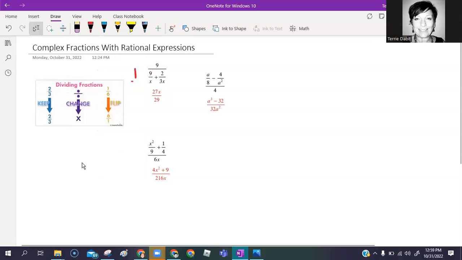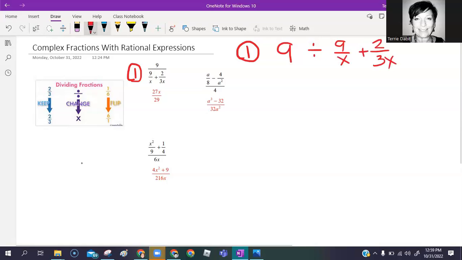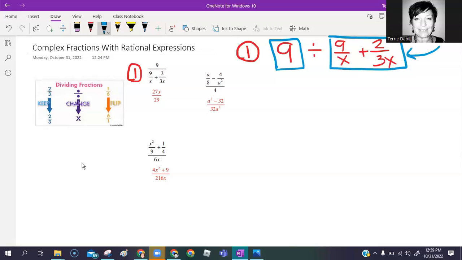We'll call this one number 1. So the way that number 1 works, we'll do one at a time. This one says 9 divided by 9 over x plus 2 over 3x. So you look at these individually and say, okay, which one of these do I need to simplify? We definitely need to simplify this guy over here because he's not a single fraction.